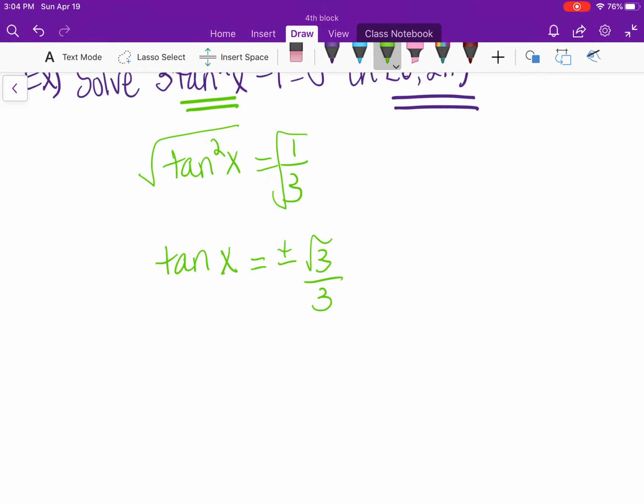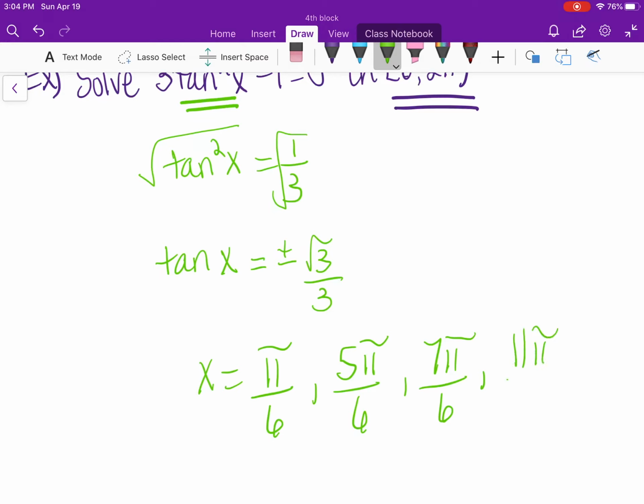Now, where is tangent equal to radical 3 over 3 and negative radical 3 over 3? Okay, well, you know that is going to be one of your ordered pairs. It's either the 1/2, radical 3 over 2 or the radical 3 over 2, comma 1/2. Tangent's y over x, so it's actually going to be the one that has the radical 3 over 2, comma 1/2. So that's going to be at all the pi over 6's. So I have pi over 6, 5 pi over 6, 7 pi over 6, and 11 pi over 6.